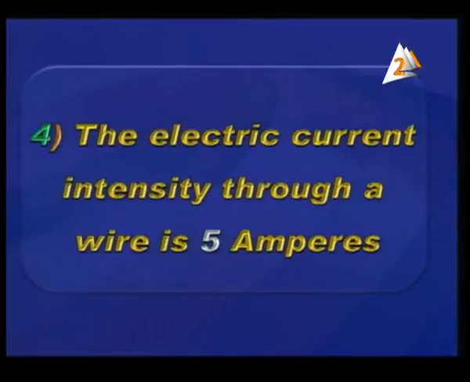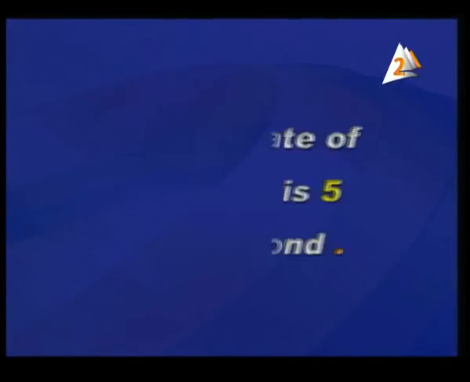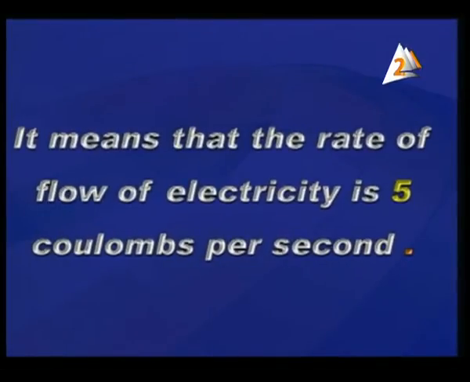What's meant by the electric current intensity through a wire is 5 amperes. Current intensity flowing through a wire equals 5 amperes. It means the rate of flow of electricity is 5 coulombs per second. Each second, a quantity of electricity of 5 coulombs passes.